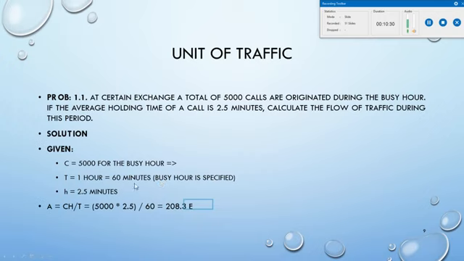It is all relevant because the units will be cancelling off here. Using the previous equation 1.1, we have A = C × h / T. So C is the number of calls, 5000, times 2.5, which is the holding time in minutes, divided by 60 minutes, which is the capital T value, and this turns out to be 208.3 Erlangs.